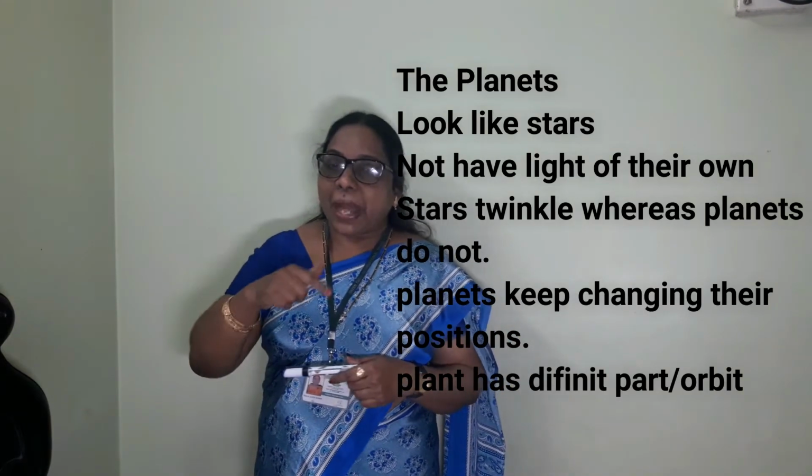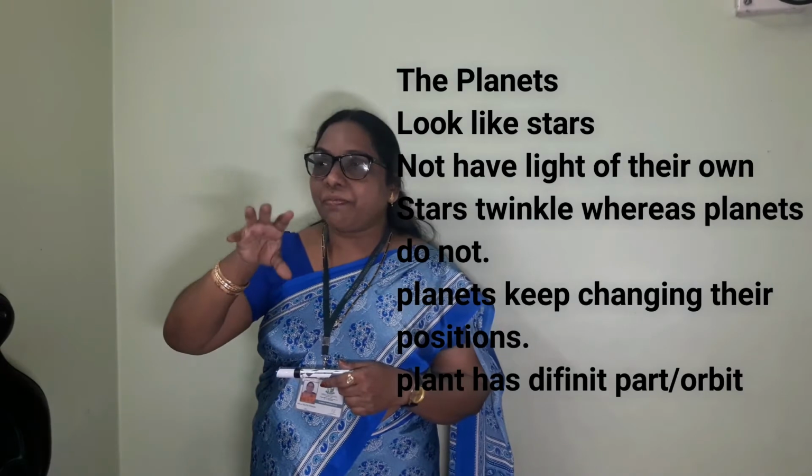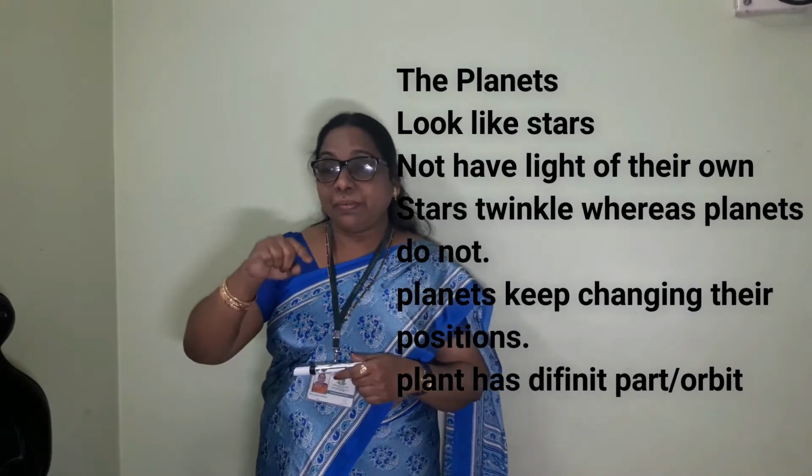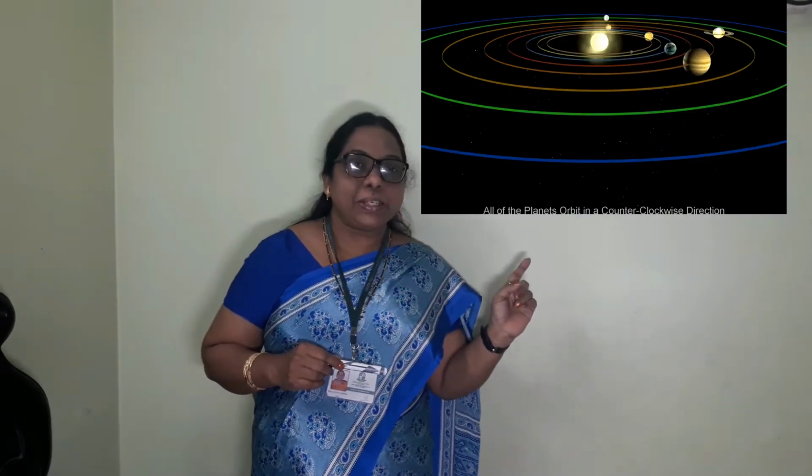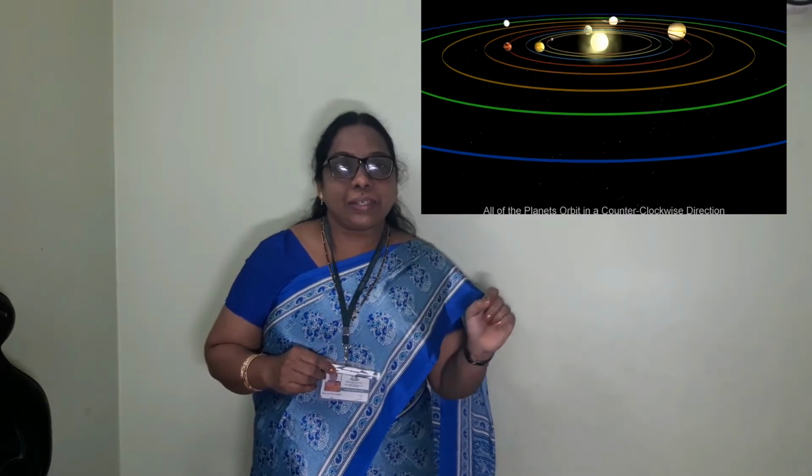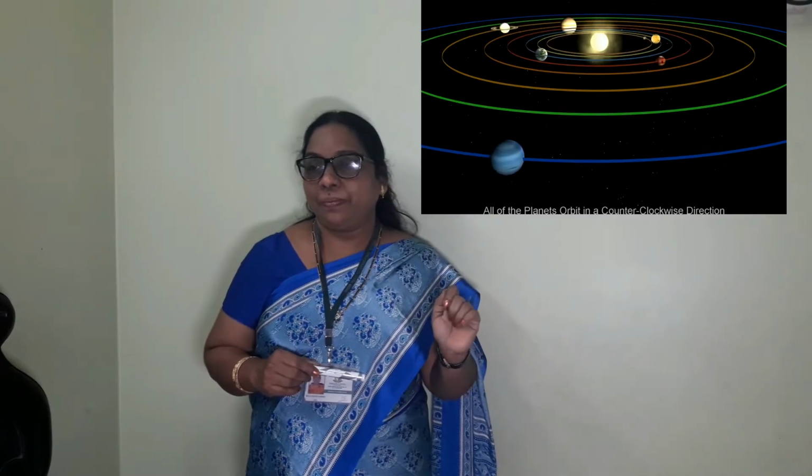A planet all the time has a definite path on which it revolves around the sun. That particular path we call an orbit. Just look at this particular picture, how the planets are moving on their orbits. They have a fixed path which revolves around the sun. That particular path we call an orbit.